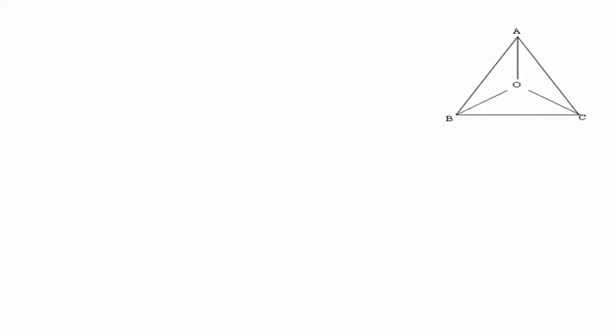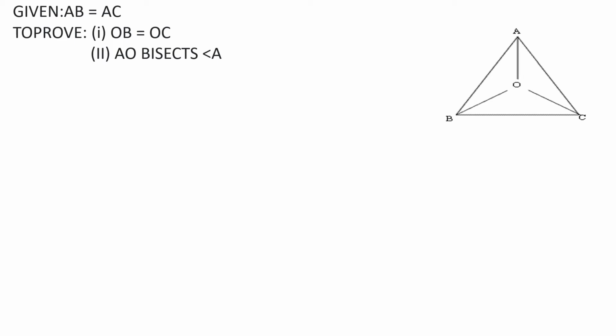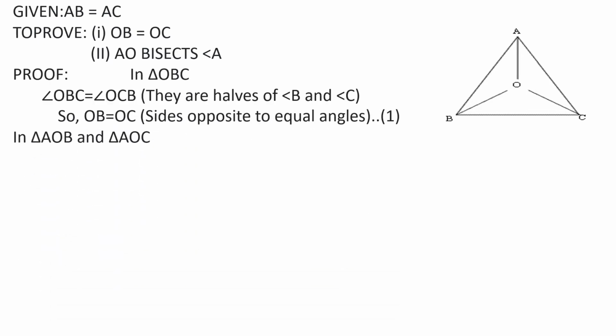So first you write what is given. It is given AB is equal to AC. Next you have to prove OB is equal to OC and AO bisects angle A. So first, in triangle OBC, we are taking this triangle. It is given angle OBC is equal to angle OCB. We have proved this because it is half of angle B and half of angle C. So we can say OB is equal to OC by the theorem: sides opposite to equal angles are equal.